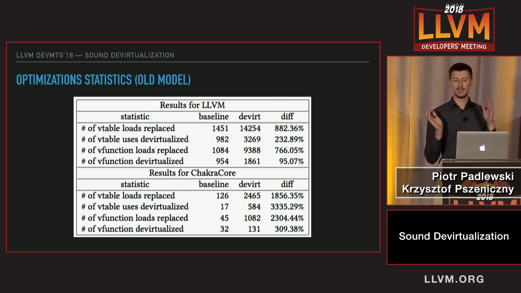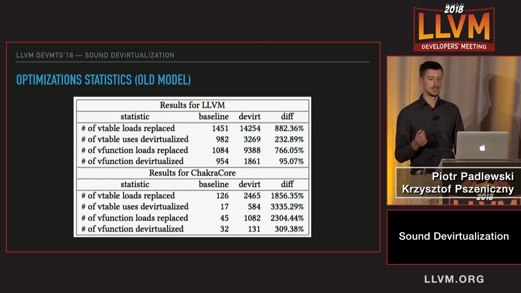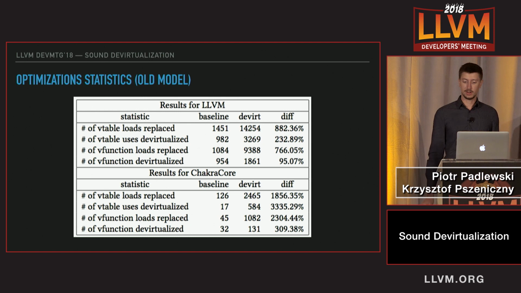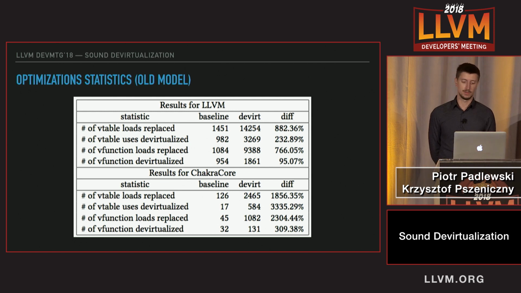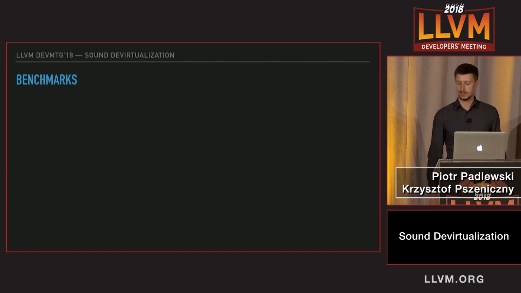and were not fully devirtualized. So, for example, we had 2 loads of vtables that were merged together, or 2 loads of one virtual function that got merged together. And for the ChakraCore, which I think is a JavaScript engine for Microsoft Edge, it uses much more virtual functions, and we show even better numbers there. But of course, we care more about performance with this kind of optimization. So let's talk about benchmarks.